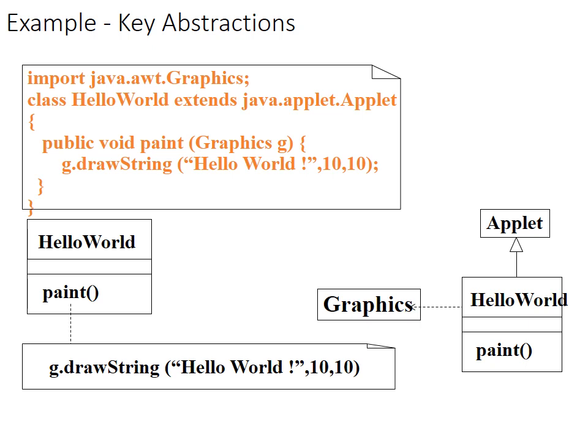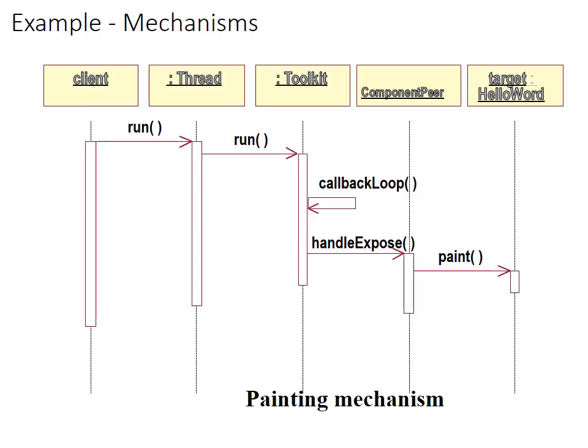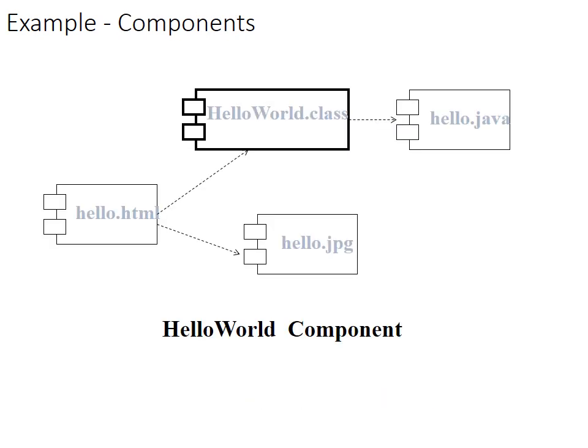This is the Java. I'm using a paint function to paint a message with a Java applet. Applets are applications that run in your browsers. Like this is the abstract. This is the mechanism or the functions they are running, and they are composed.